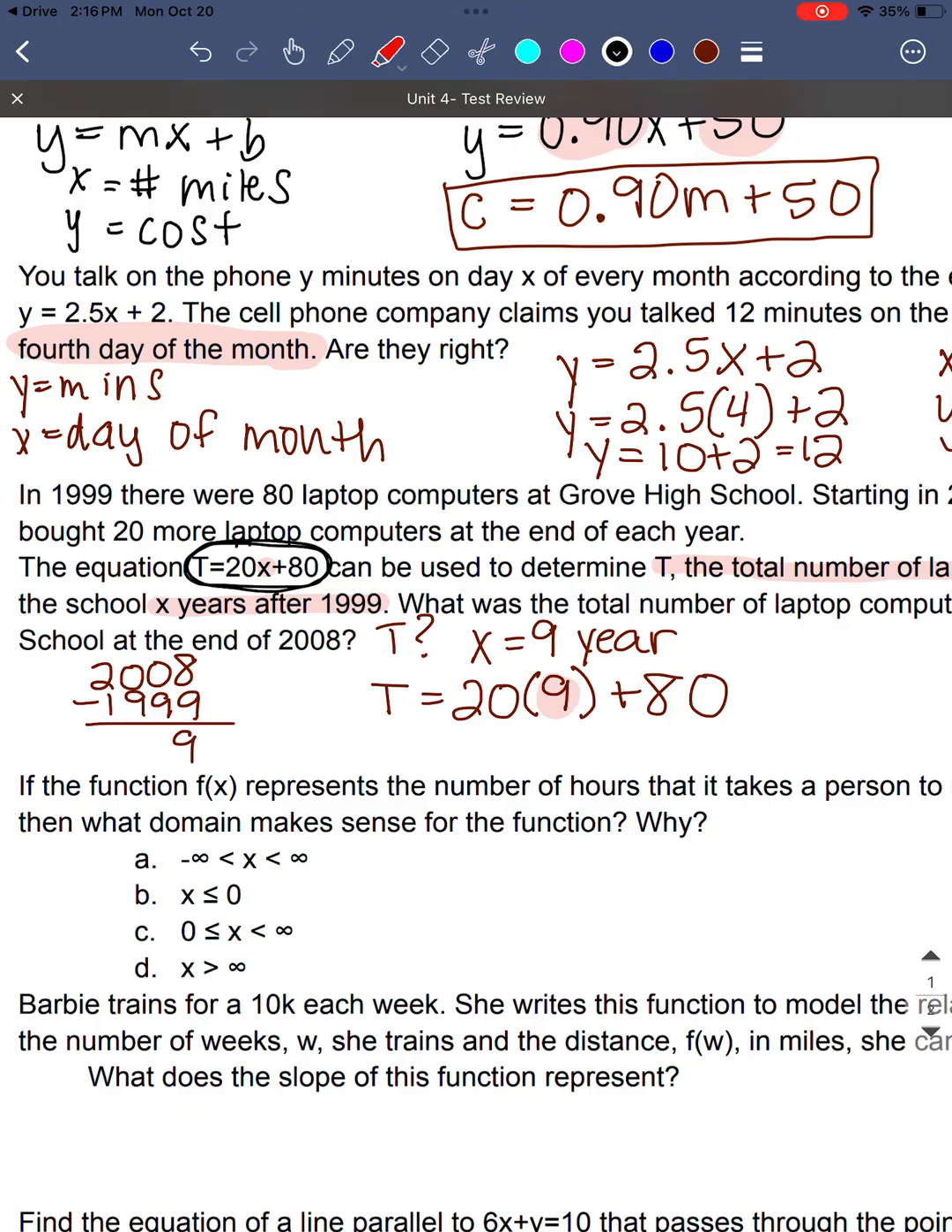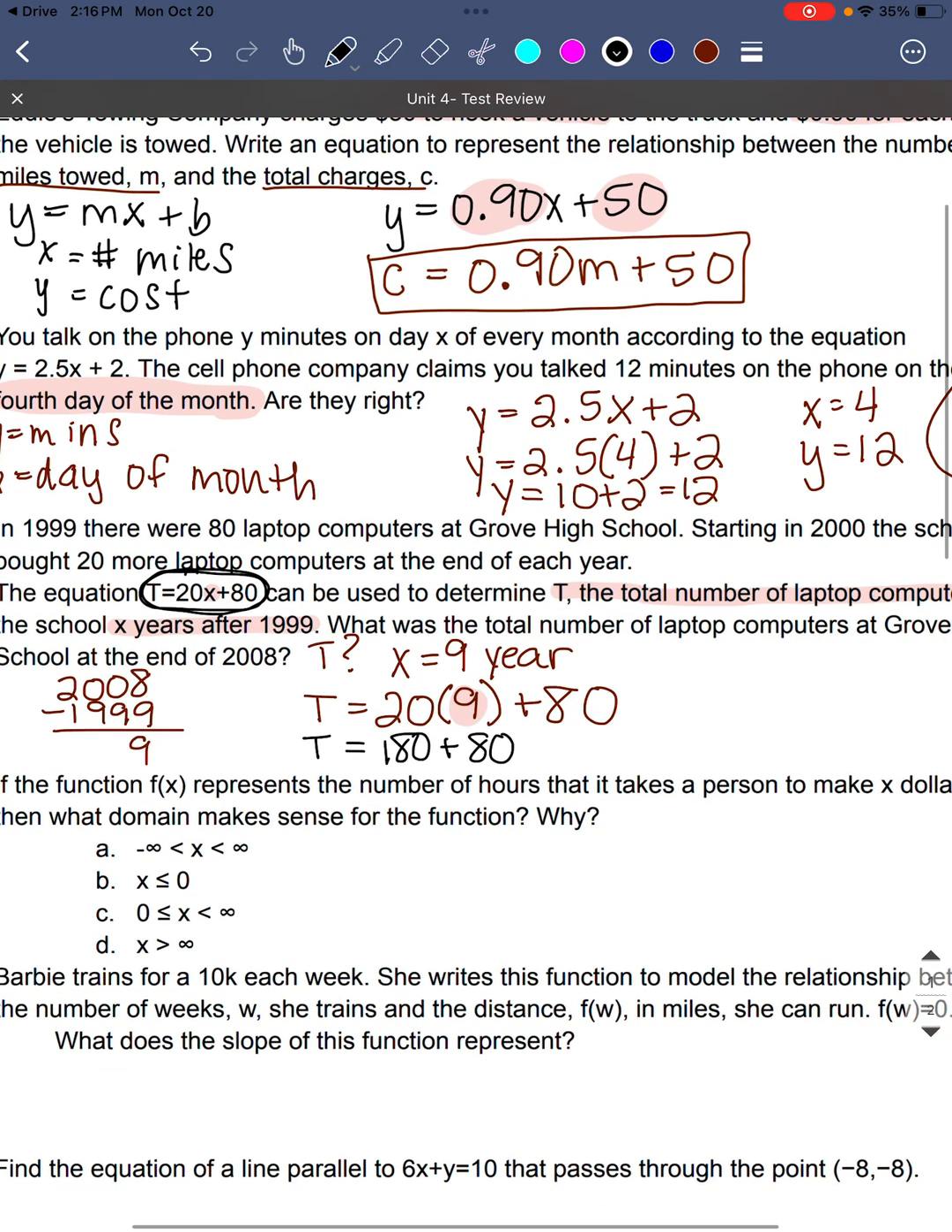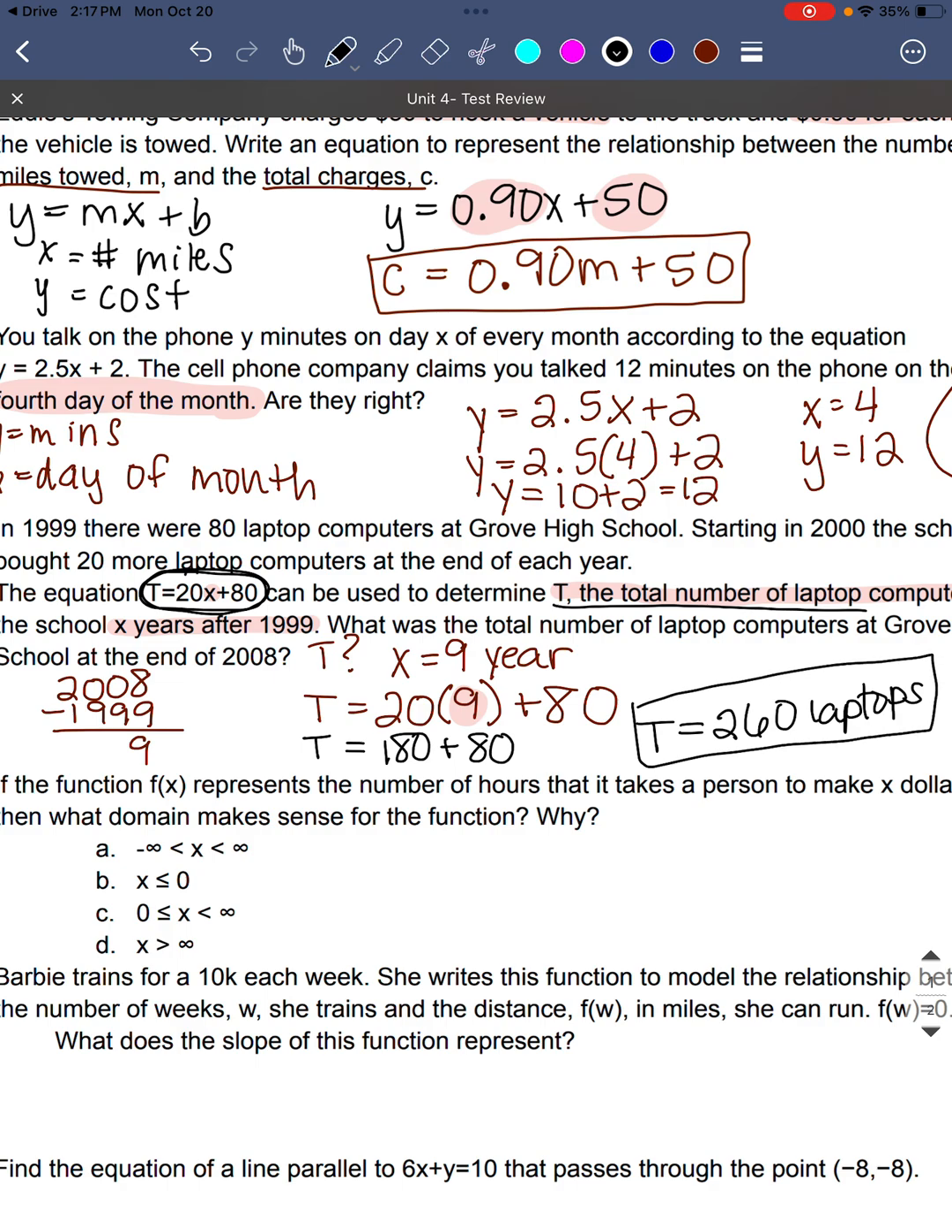So let's see, what is t going to be then? So 20 times 9 is 180 plus 80. So the total number of laptops is going to be 260. And again, we know that t is the total number of laptops. So this is going to be 260 laptops. And that is, of course, in 2008, 9 years after they started in 1999.